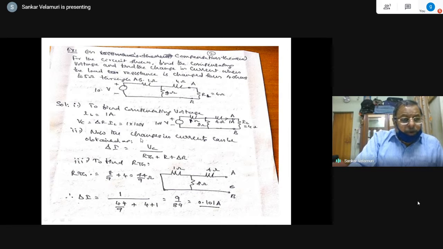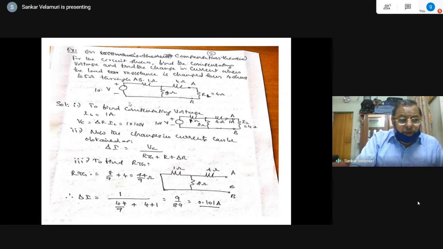Anyway, for this particular formula, for direct computation of the change in the current through the load, delta I is VC by R Thevenin plus R plus delta R. Delta R is the load change, not 4 plus 5, which is 9 ohms. Then the total resistance in the circuit would be 9 ohms across AB, but I have mentioned only 5 ohms. This R is known, delta R is known, VC we have just obtained. Now we have to get the R Thevenin.